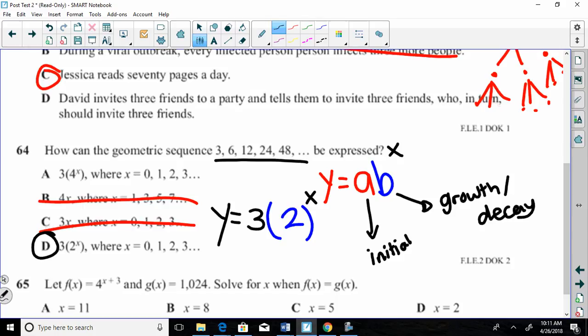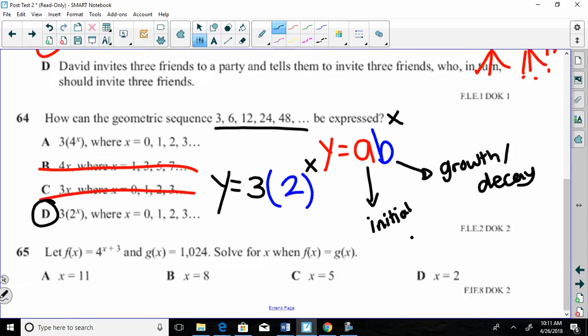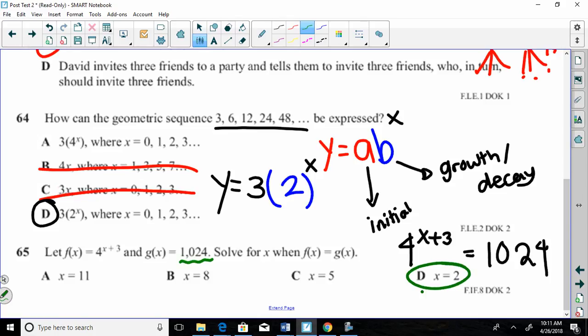All right, next one's saying they want to make these 2 equations equal. So I have 4 to the x plus 3, and I want to find when it's equal to 1024. Easiest way to do it, you can either type this equation into your y equals and look at a table, or plug in each of these values and figure out when my answer ends up equaling 1024, and it ends up being this one right here. When I do 4 to the 2 plus 3, what is 2 plus 3? 5, and 4 to the 5th power, when you put that in your calculator, it's 1,024.